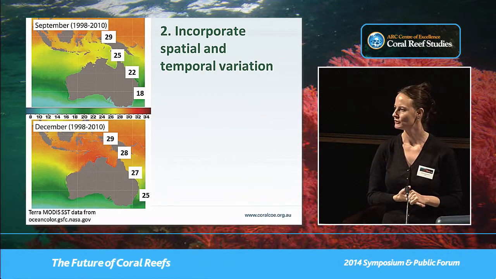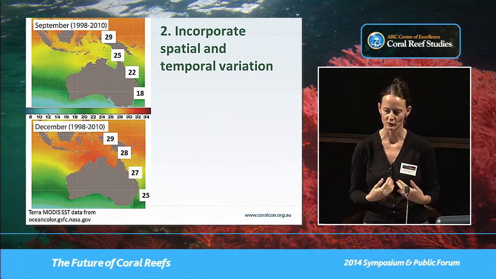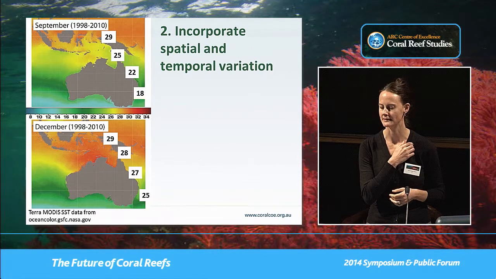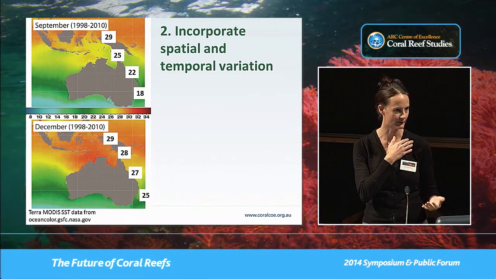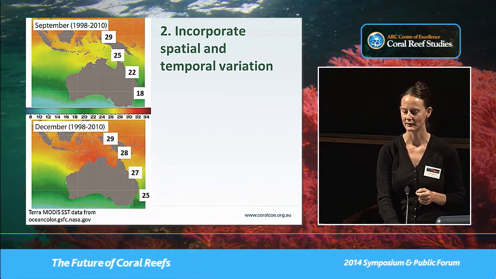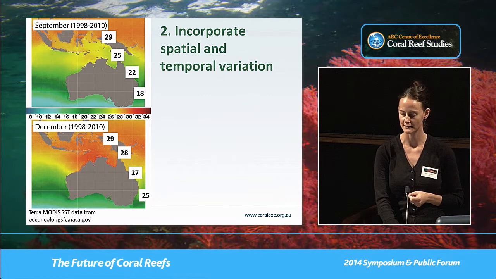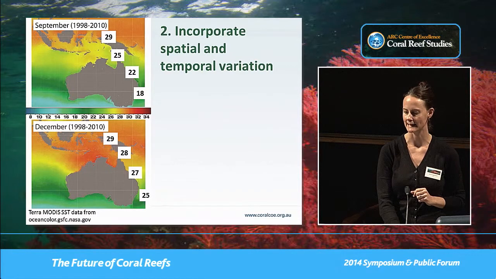So I mentioned that point 2 in answering this question of how productivity varies with climate change and global warming is that we need to be able to incorporate spatial and temporal variation into our calculations of productivity rates of corals. Andy Hoey showed a similar graph earlier today showing variation along this GBR gradient in temperature. You're seeing here data available online from this Terra MODIS satellite data, where we see a gradient of about 29 down to 18 at Lord Howe Island during the spring, and then in December from 29 down to about 25 degrees.